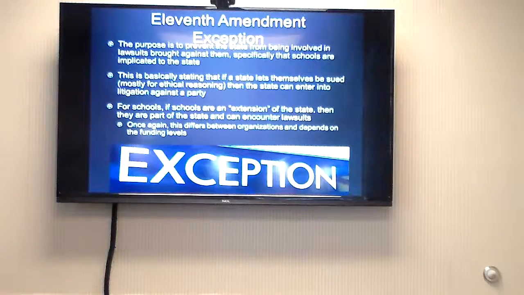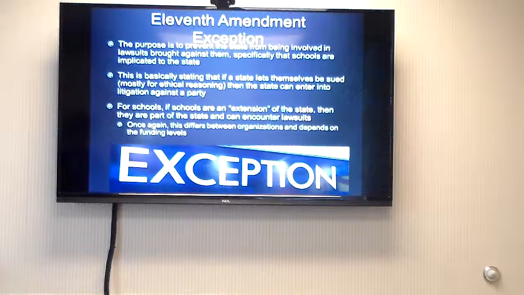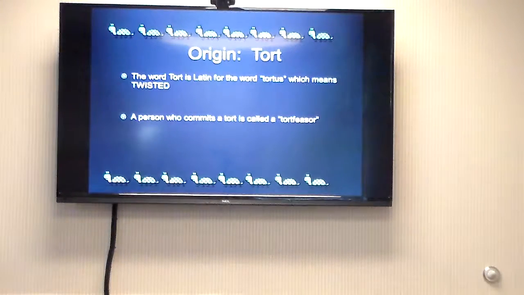The 11th Amendment exception basically says that the state can't be brought into lawsuits against them, that schools are implicated to the state, basically meaning that schools are an extension of the state. So if the state lets themselves be sued, they can't enter into litigation against the party, and a school is an extension of a state. This is another big idea because that can cause more lawsuits and more issues than you know what to deal with as well.